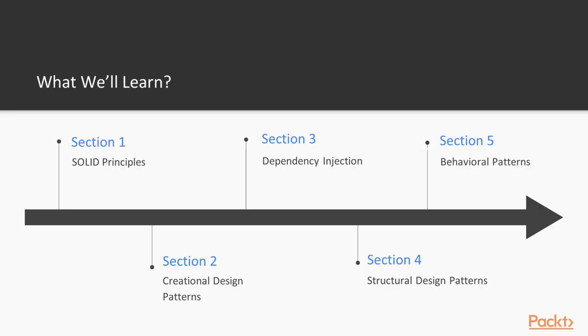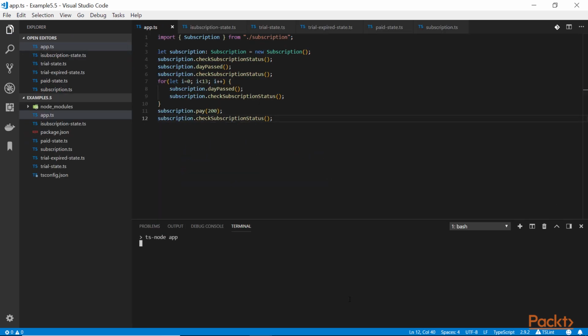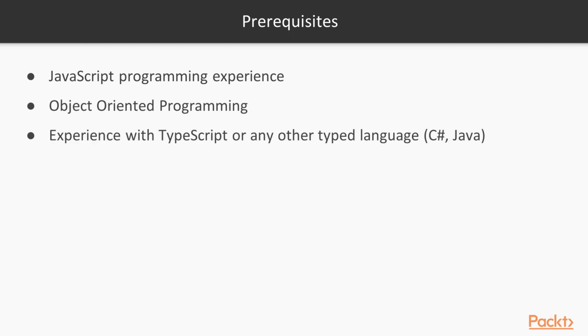Finally, in the last section, we will study behavioral design patterns and how they can help us add layers of communication between our entities. Before you begin this course, you must have some prior programming experience in JavaScript. This isn't a course for complete beginners. You should also have some experience with object-oriented programming and especially knowledge of at least one typed language.